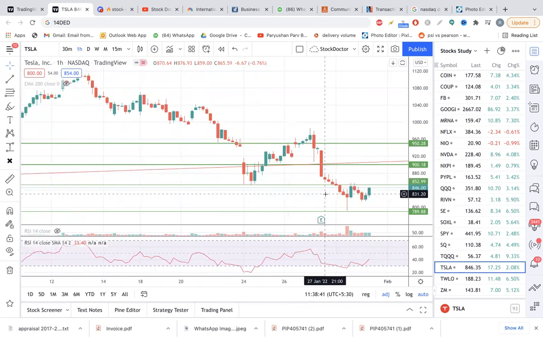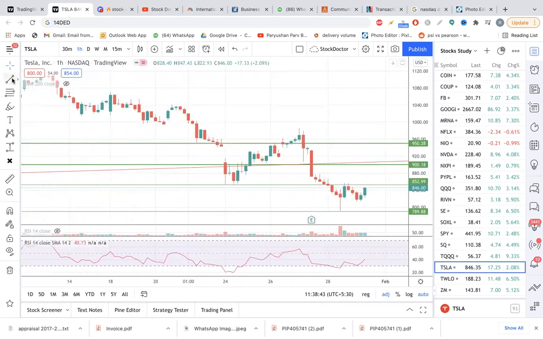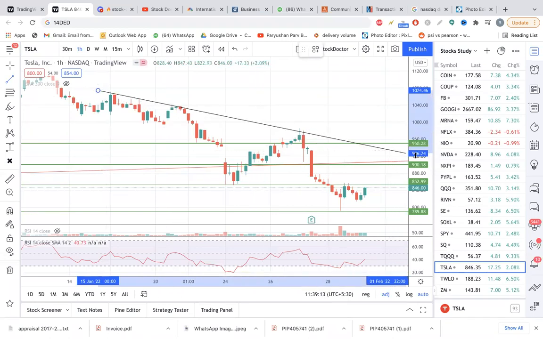Right now, it is at 846 levels. If it starts trading above 850 consistently, then it can immediately go back toward 880 and 900 levels, and we need to watch above 900 levels. If it starts trading and sustaining above 900, then 950 levels are on the cards, and on trading and sustaining above 950, there is a high probability that Tesla can again come into bullish territory, right?